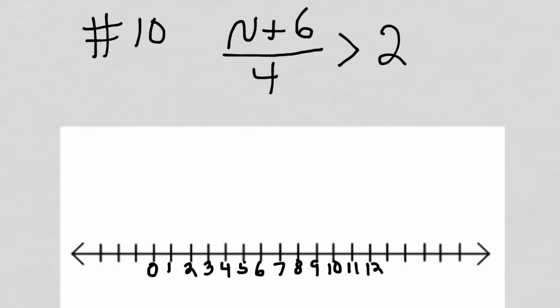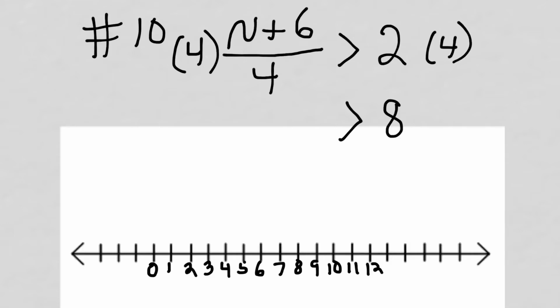All right, we're at the halfway point of this study guide. Let's see what we've got going here. We've got n plus 6 divided by 4 is greater than 2. So we've got the fraction. We want to get rid of the denominator. We are going to multiply each side by the denominator. That leaves us with 2 times 4 on the right, which is 8. And the 4's cancel out on the left. We're left with n plus 6.